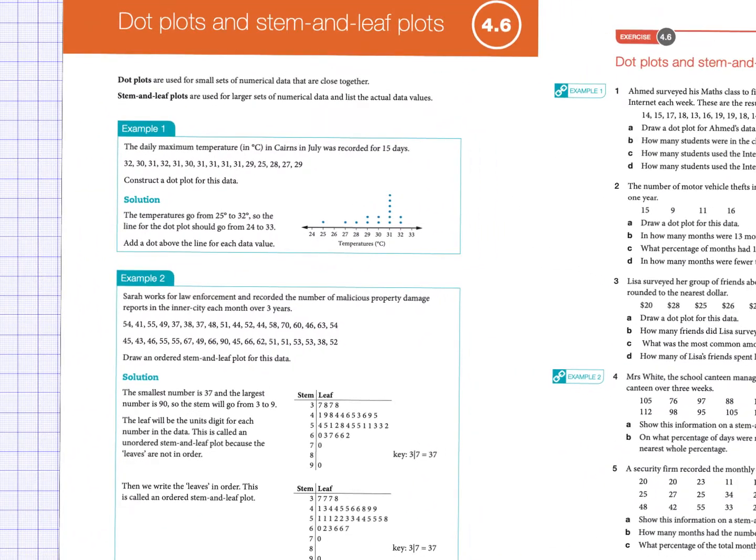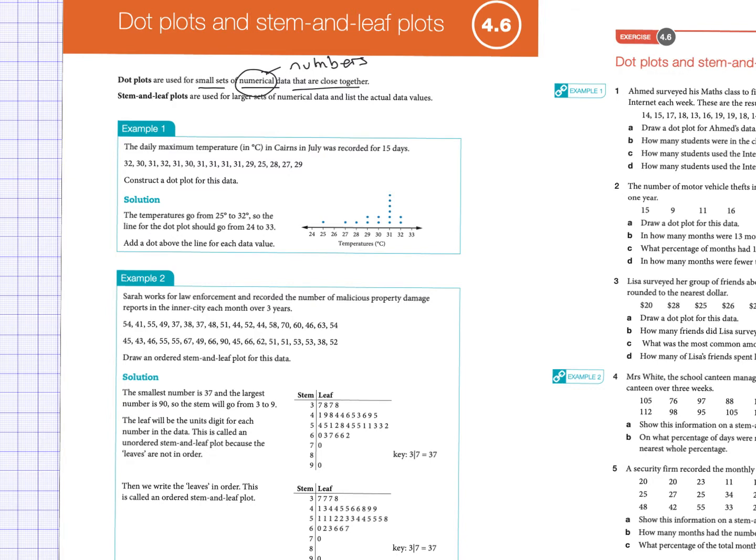So dot plots are used for small sets of numerical data. So numerical is numbers that are close together. All right, so look at the first example here. You got 32, 30, 31, 32. These are all really close together. So we can use a dot plot. All right, if they're further apart, dot plots are not the best option.